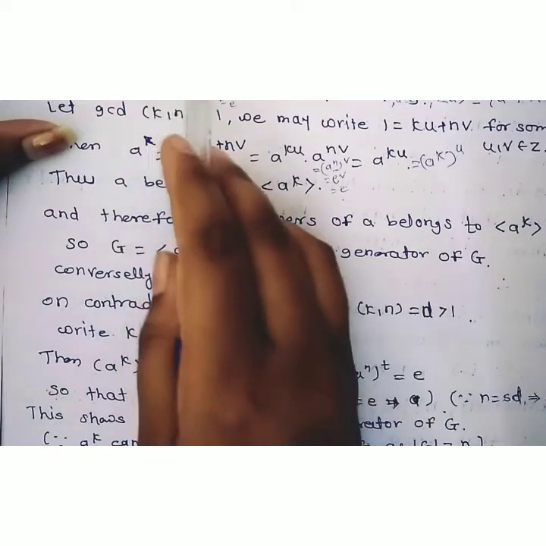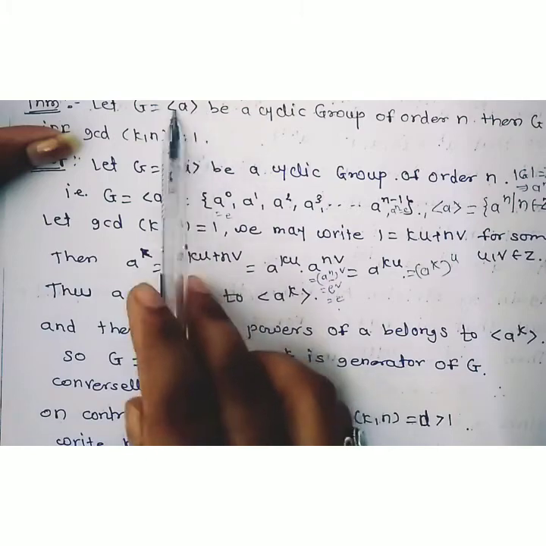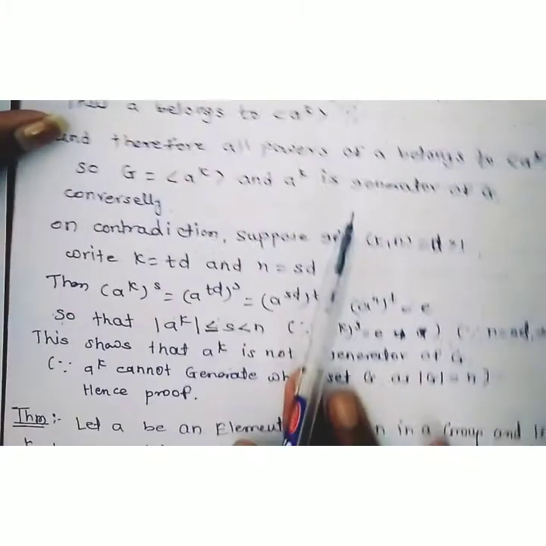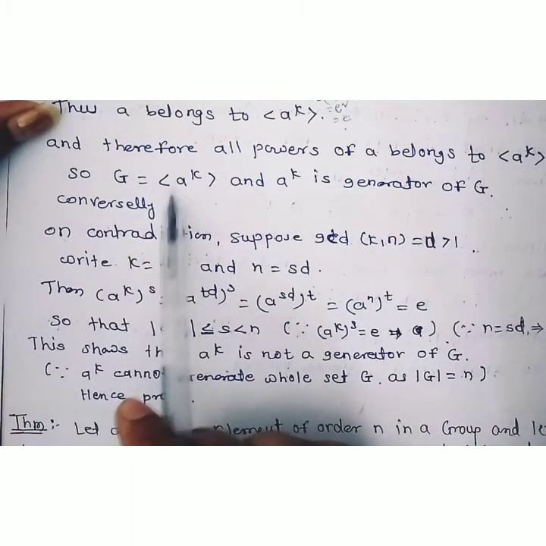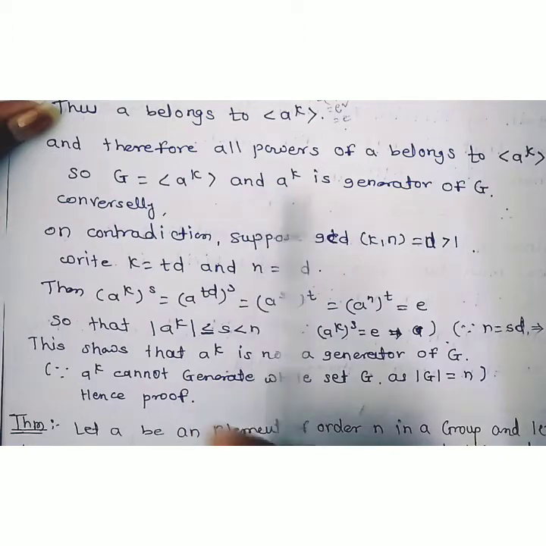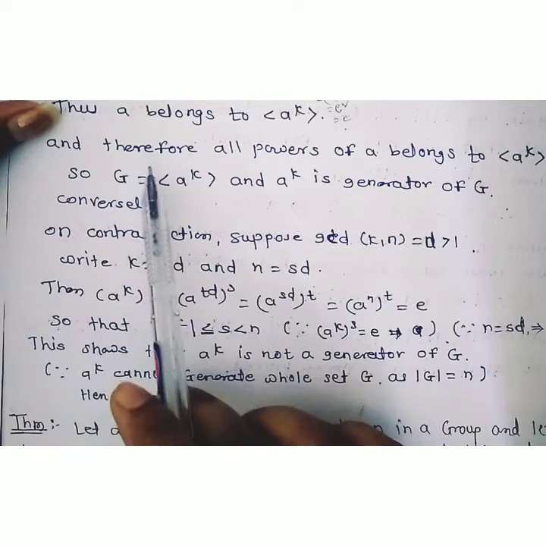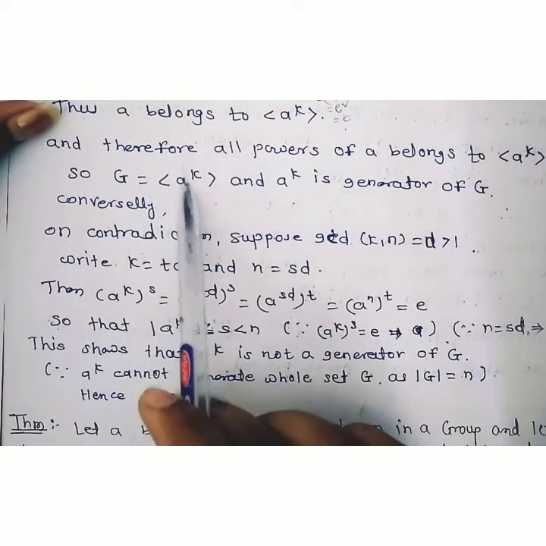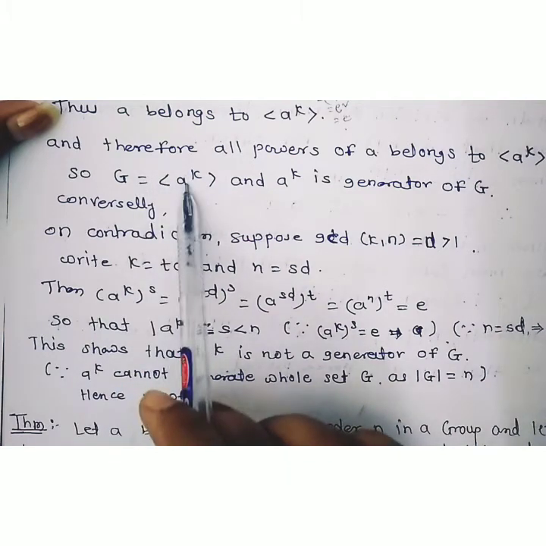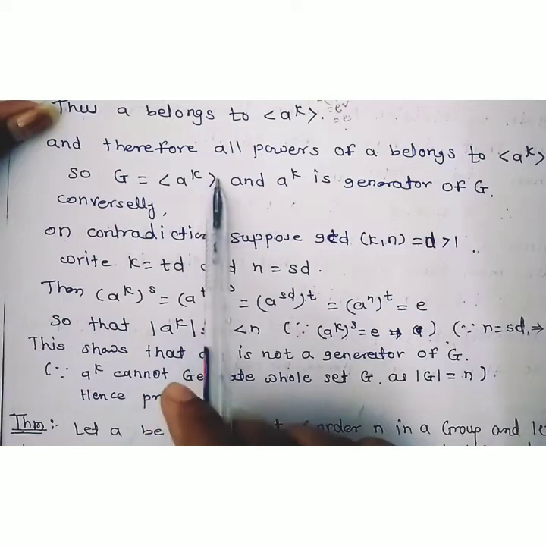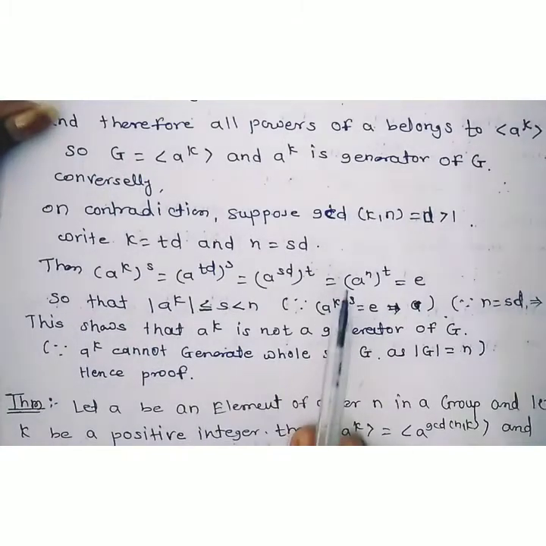Since G is a cyclic group generated by a, and every element of a belongs to the set generated by a raised to k, therefore G is equal to the set generated by a raised to k, and a raised to k is a generator of G. Every power of a is generated by the set generated by a raised to k. This implies G is equal to the set generated by a raised to k, where a raised to k is a generator of G. Now, this is the first part of the theorem.